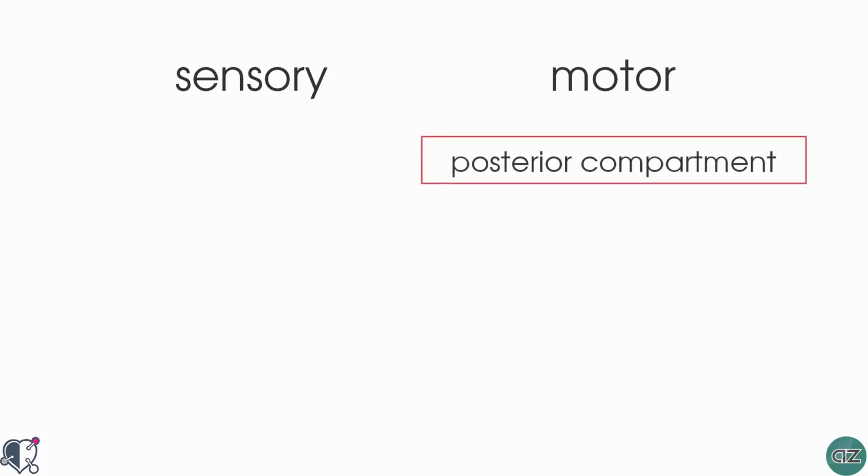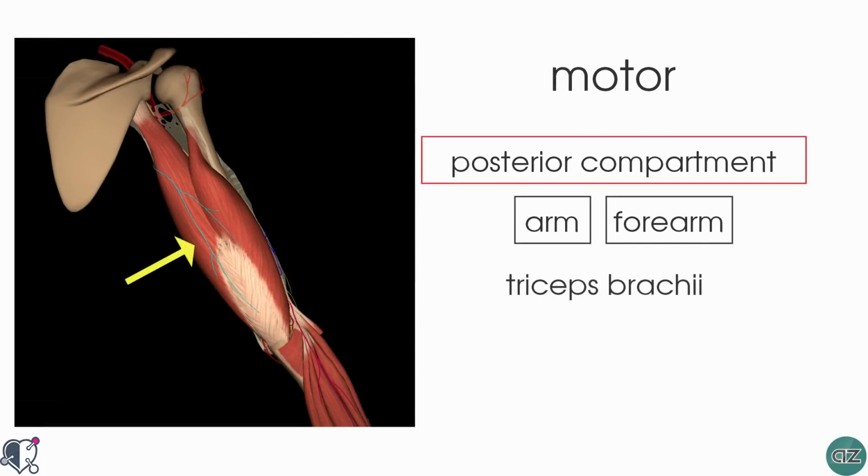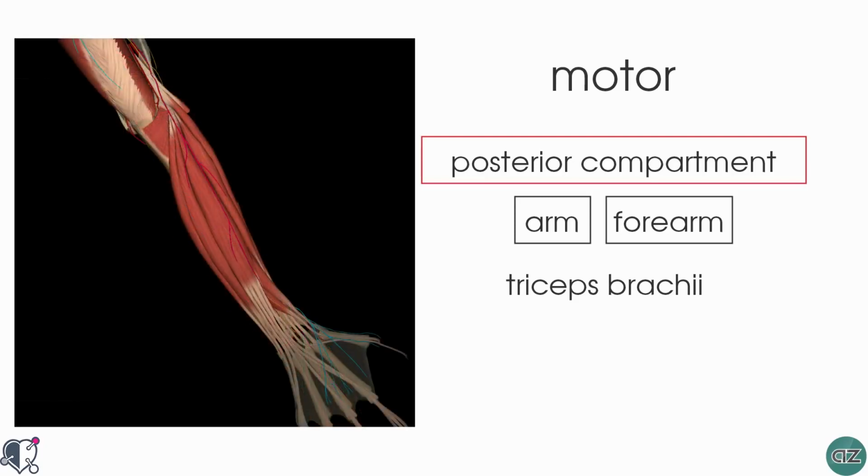In terms of motor function, it is essentially responsible for innervating the muscles of the posterior compartment of the arm and the forearm. In the arm, this means it innervates the triceps brachii, which is responsible for extension at the elbow joint. In the forearm, it innervates the majority of the extensor muscles and is therefore responsible for extension of the wrist and the fingers, and is also involved in supination of the forearm.